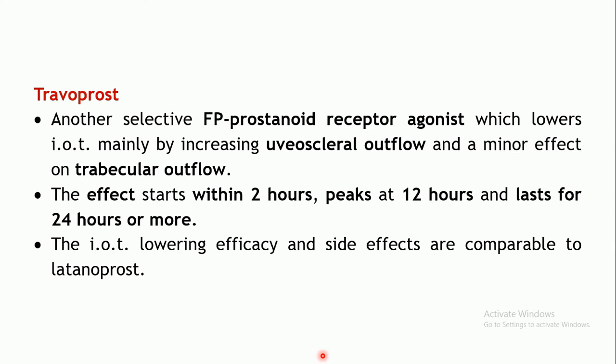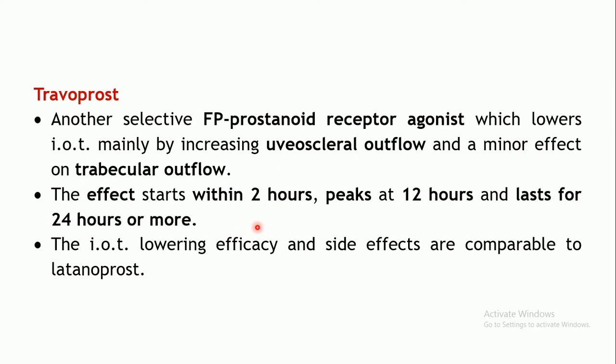The next PG analog is travoprost. This is an agonist at the prostanoid receptor FP, which is the prostanoid receptor for PGF2 alpha. By acting as an agonist at this receptor, it produces action similar to PGF2 alpha. So it helps in reducing the intraocular tension by increasing the uveoscleral outflow, and to some extent trabecular outflow is also increased, but majorly the uveoscleral outflow is affected.